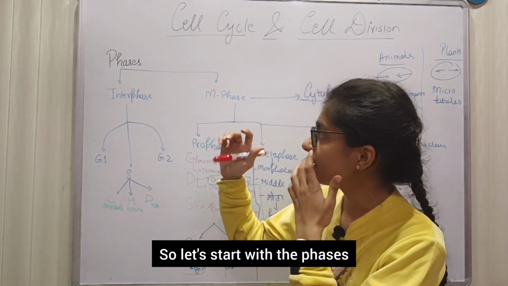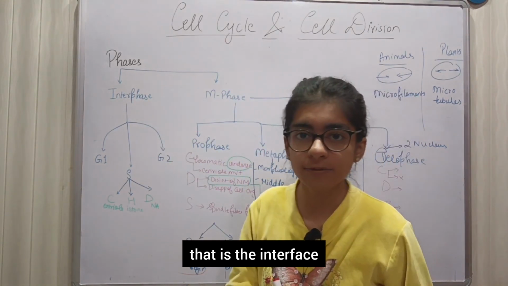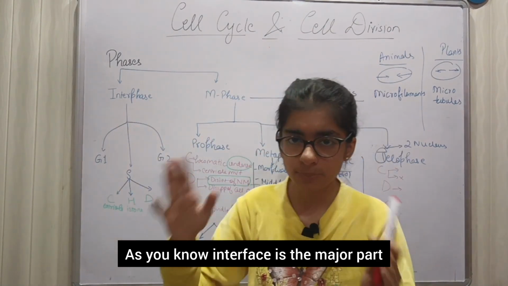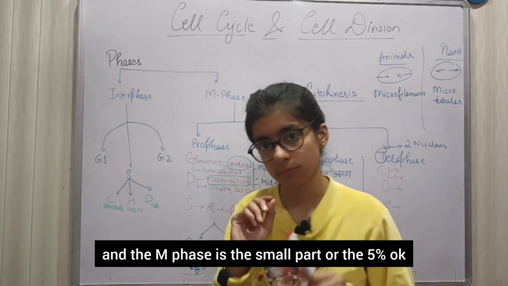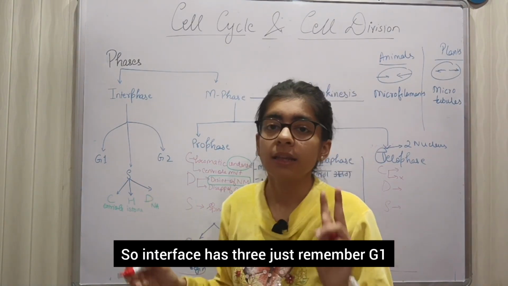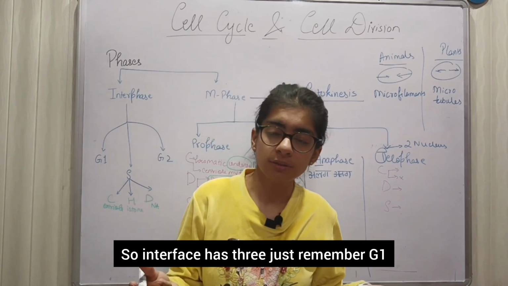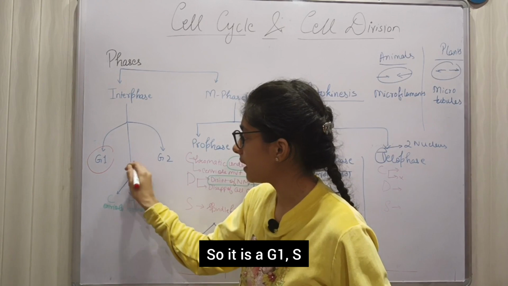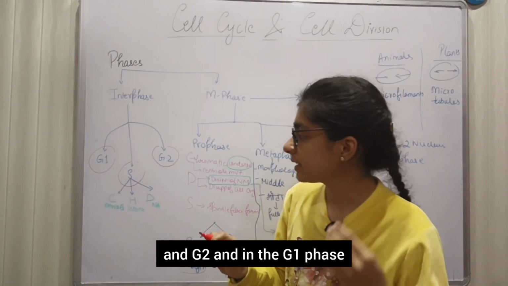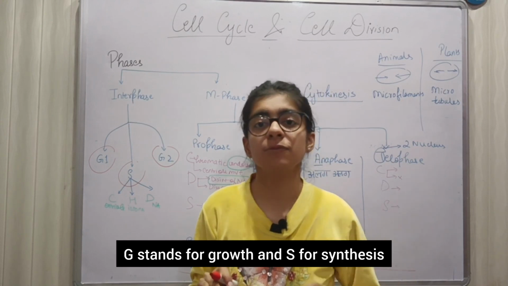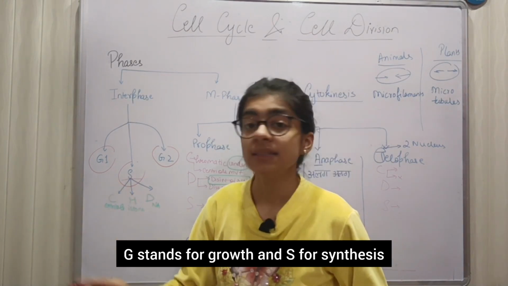So let's start with the phases, that is the interphase and the M phase. As you know, interphase is the major part and the M phase is the small part, or 5%. Interphase has three phases, just remember G1, S phase and G2. In the G1 phase and G2 phase, these are the growth phases. G stands for growth and S for synthesis.